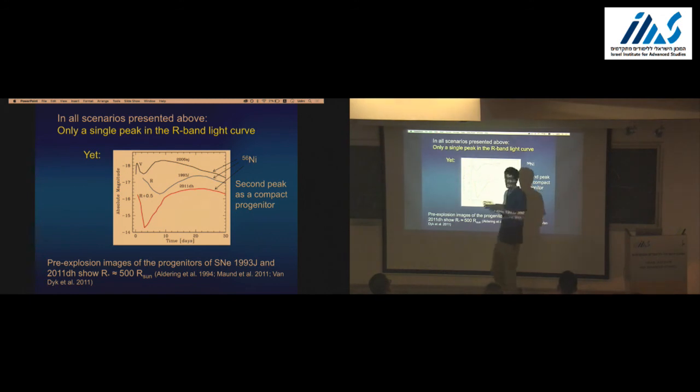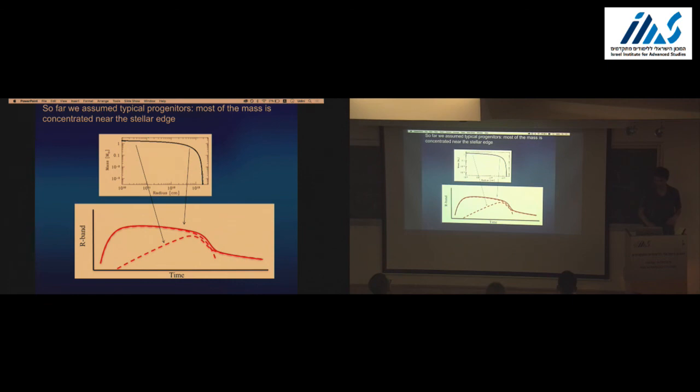One solution for that is to build a progenitor which is slightly different. This is the original progenitor. In the original progenitor, both the time for the nickel and the time for the cooling emission came from where most of the mass is, and most of the mass was roughly near the edge of the star. So most of the mass was here, maybe half star radii, something like that.